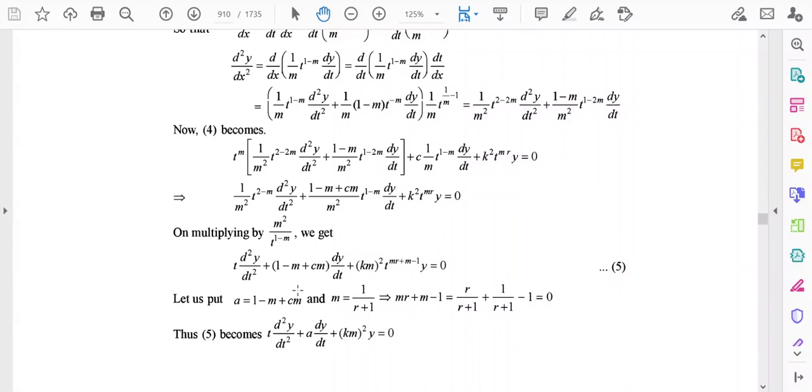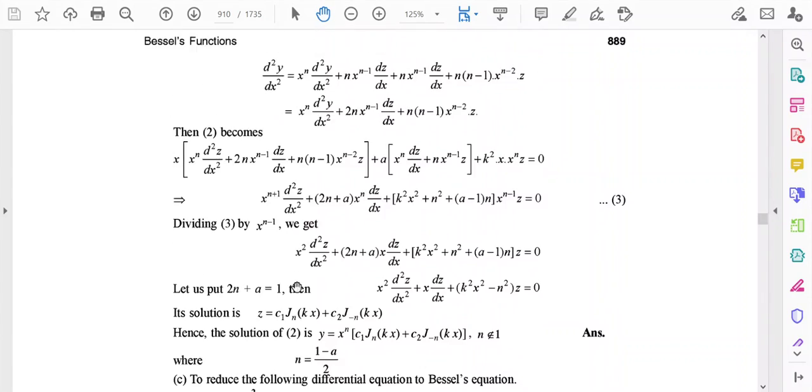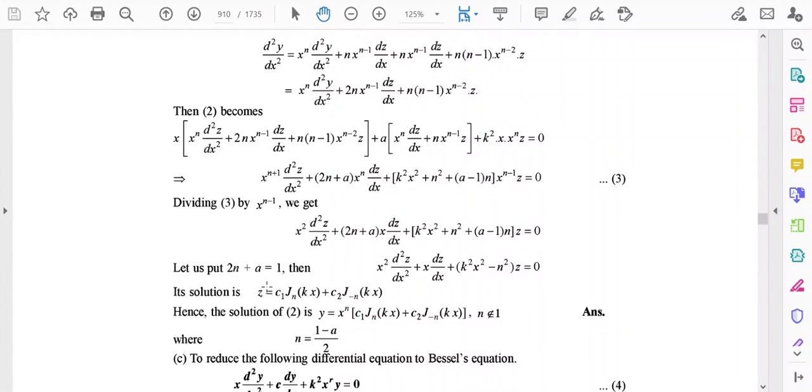Actually what we are doing, if you carefully look at this equation, you see that in this equation x is multiplied with d square y by dx square, and a is multiplied with dy by dx, and the last term is k square xy is equal to 0. So our aim is to reduce this equation to the form of equation 2. So that is our target.